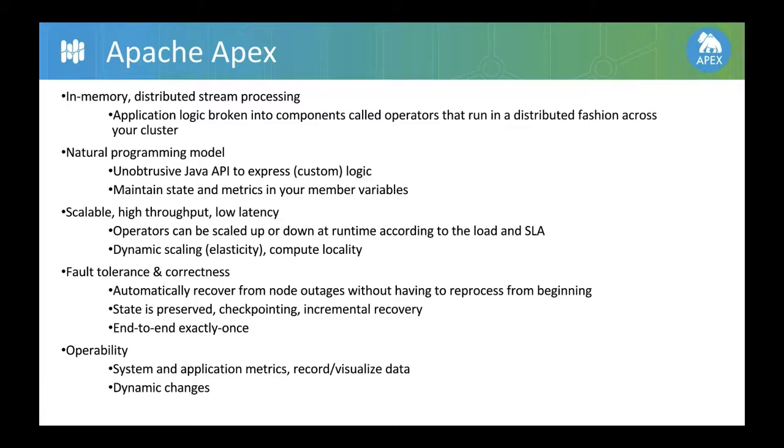Apart from that, Apex provides operability features. This means that we provide support for system and application level metrics, and these metrics can be used to record and visualize the application, so that we can monitor our application very easily.